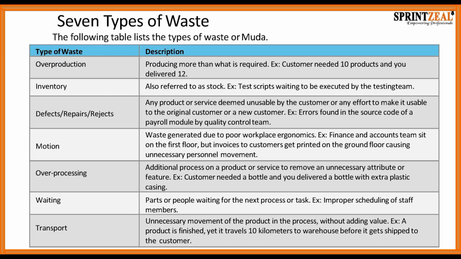Then there's waiting. This is where parts or people are waiting for the next step in the process. And then finally, transportation. This is the actual movement of machinery or product from point A to point B. A great example would be in a warehouse, where a forklift would physically transport inventory from the warehouse to the production facility.